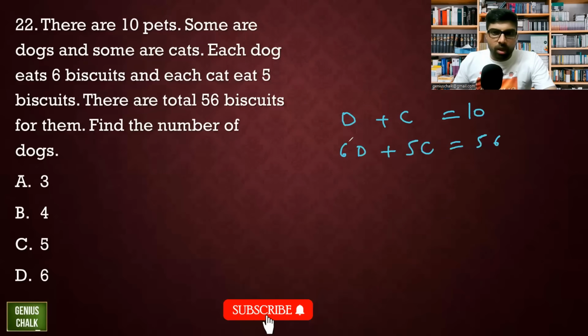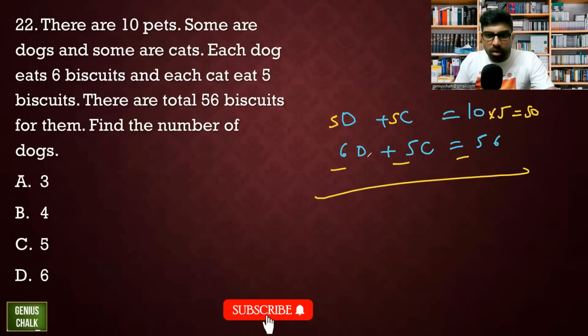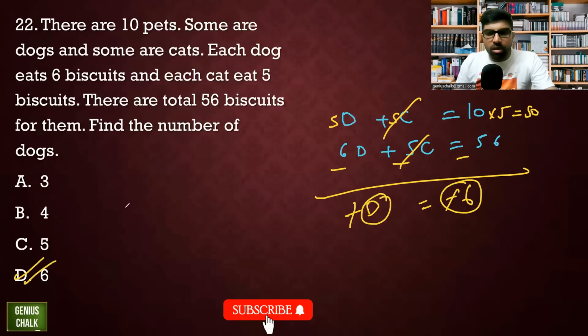Yeah. Now just solve. If you want to solve, let's multiply this by 5. So this also by 5. This also by 5. So this becomes 50. This minus got subtracted. This is minus D. This gets cancelled. Minus 56, so this is minus 6. So the dog value is straightforward, coming as 6.